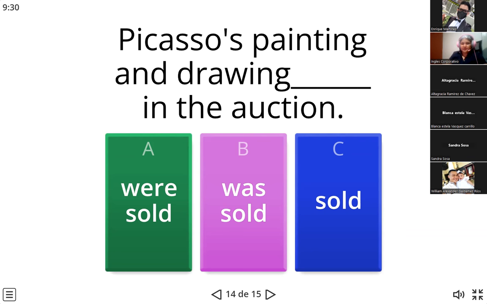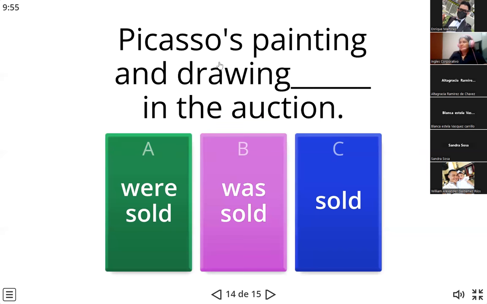Auction. Auction, that is the name. Auction, cuando se vende algo en público. Como una subasta, when people offer more money than others.